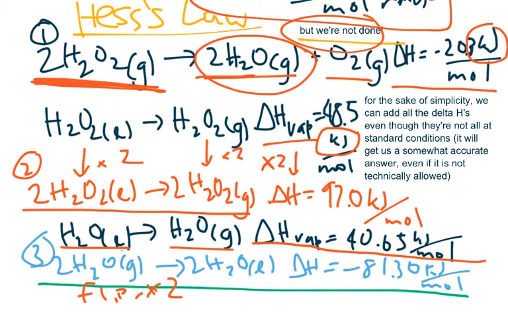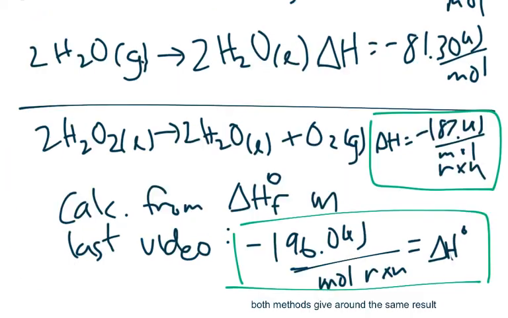And by doing that, the H2O gas has a coefficient of 2 and is on the left-hand side to cancel out with the right-hand side, which is over here. And the delta H will be negated and multiplied by 2. So 81.30 kilojoules per mole is the new delta H of this reaction. So reaction 1, 2, and 3. On the next slide, I simply rewrote them. And now, let's just use Hess's law.